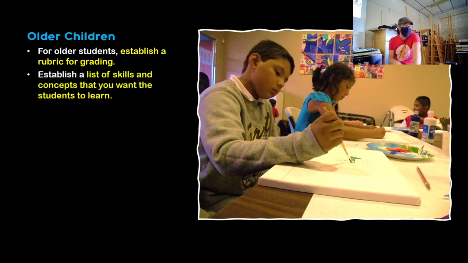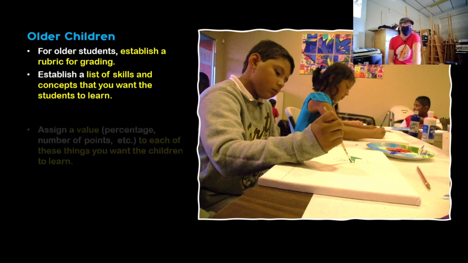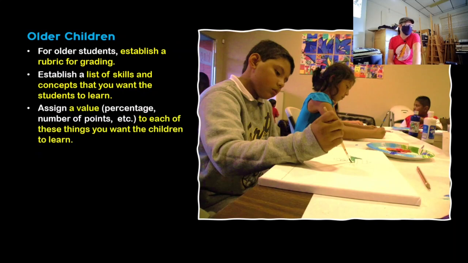So just like before, establish a list of skills and concepts that you want the student to learn. But this time around, assign a value, a percentage, or a number of points, what have you, to each of these things that you want the children to learn, so that you can assess them on those things in a rubric.